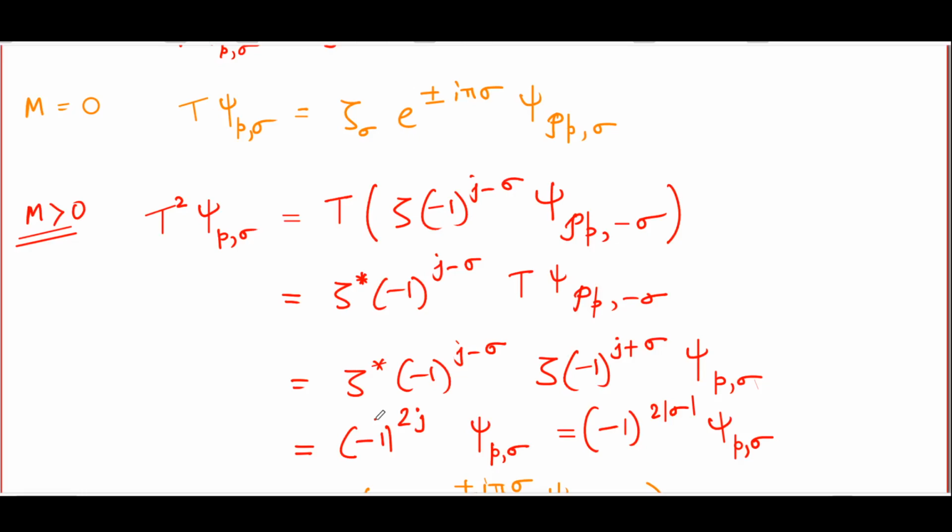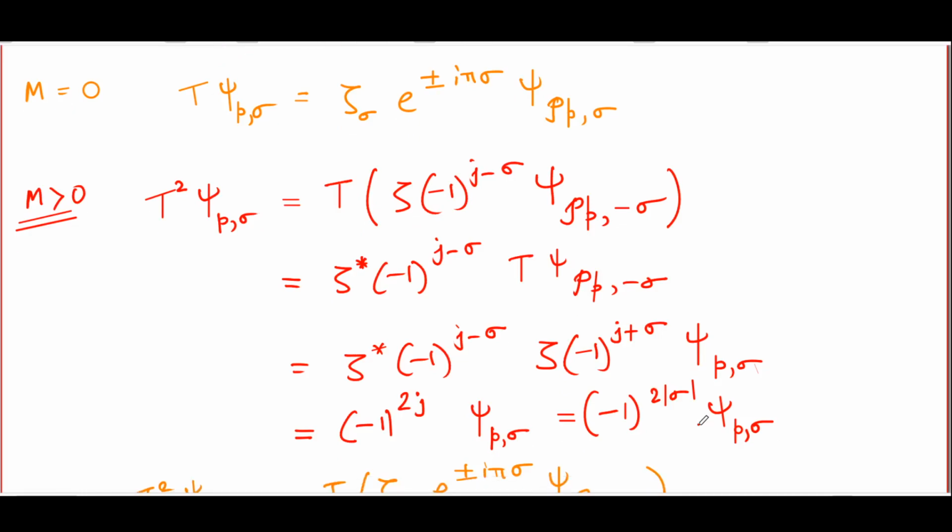By the way, j differs from mod sigma by an integer, and therefore 2j differs from 2 mod sigma by an even integer. So these two factors are actually one and the same. The reason why I write this in this fashion is because it's going to make the connection with the massless case even clearer. Notice once again that it's the antilinear nature of T which is important in this derivation.